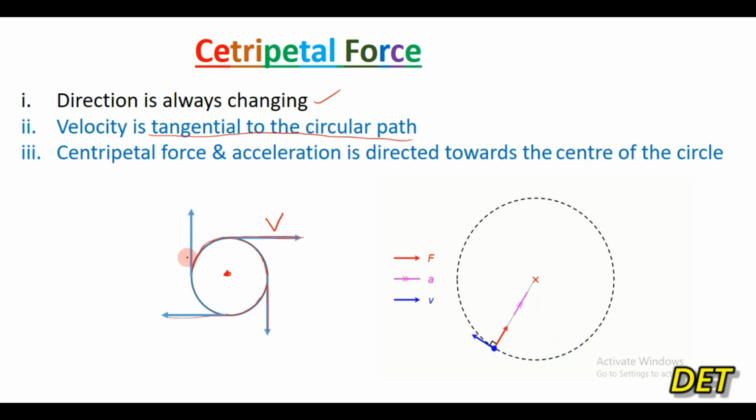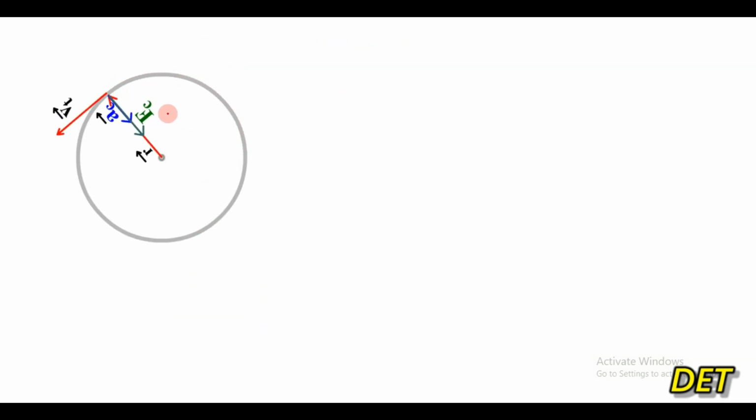So to take us further, let's look at some formula. So this is an object undergoing a circular motion.